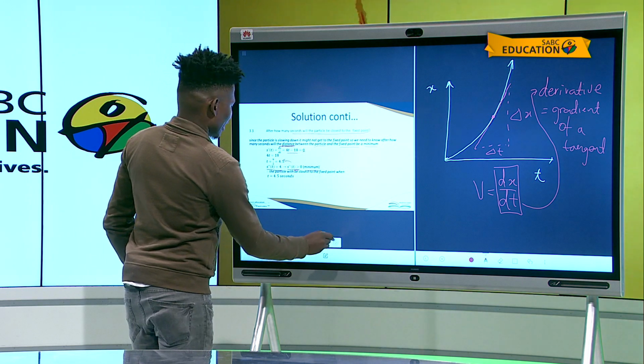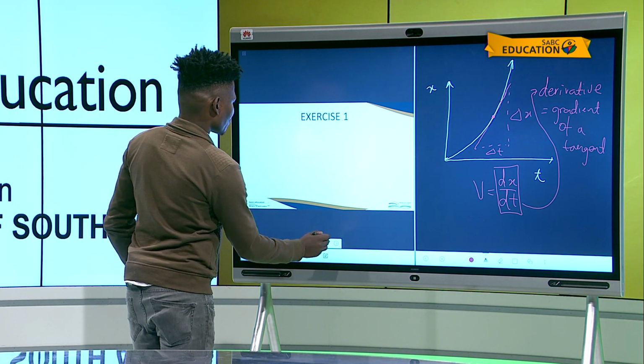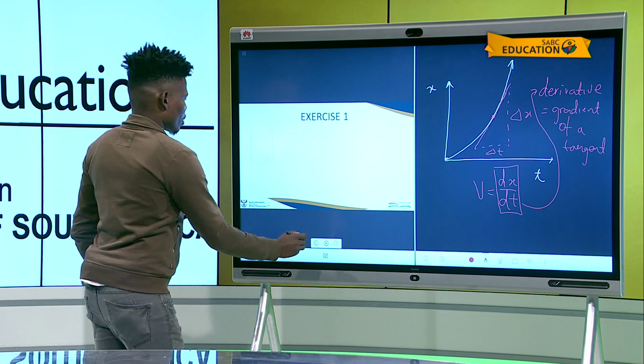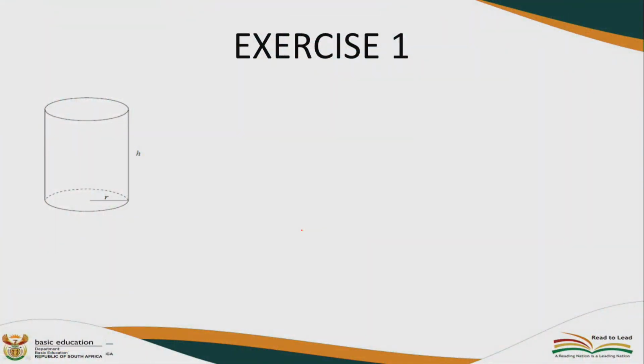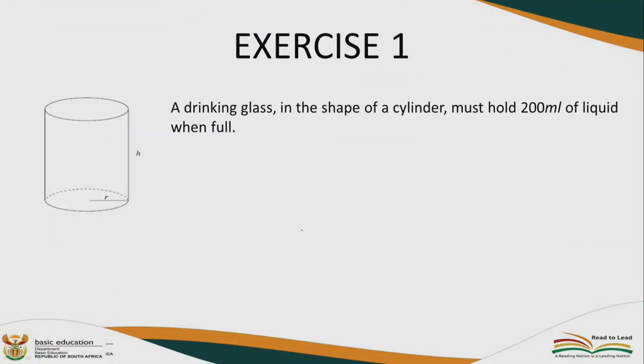Okay, so let us look at exercise 1. Okay, so we have a cylinder there. So let us look at the statement. It says that a drinking glass in the shape of a cylinder must hold 200 milliliters of liquid when full. Now, very important, this is a drinking glass. So what does it tell us? It tells us that this cylinder is open at the top.